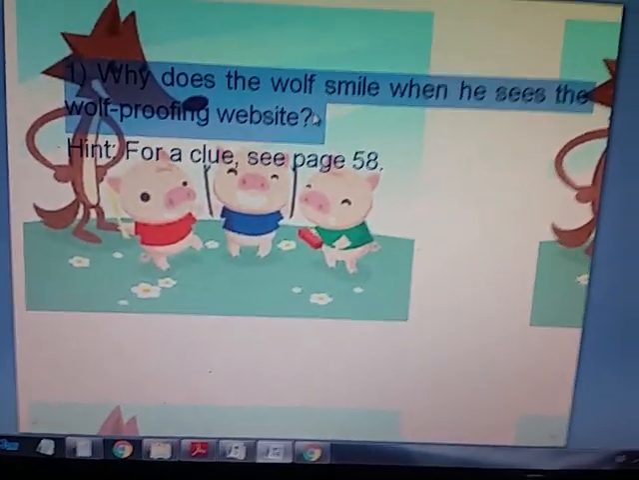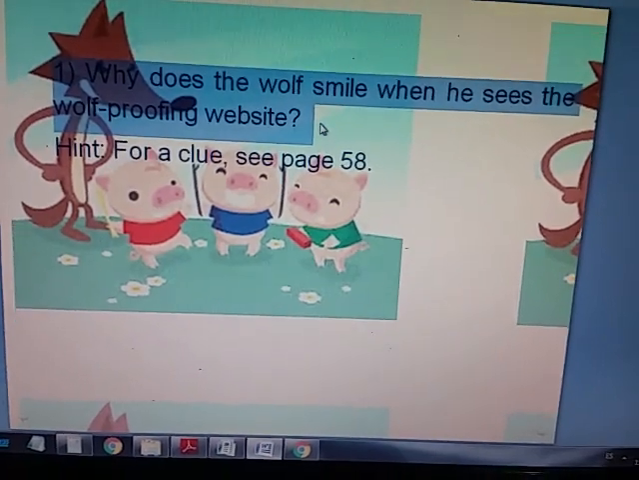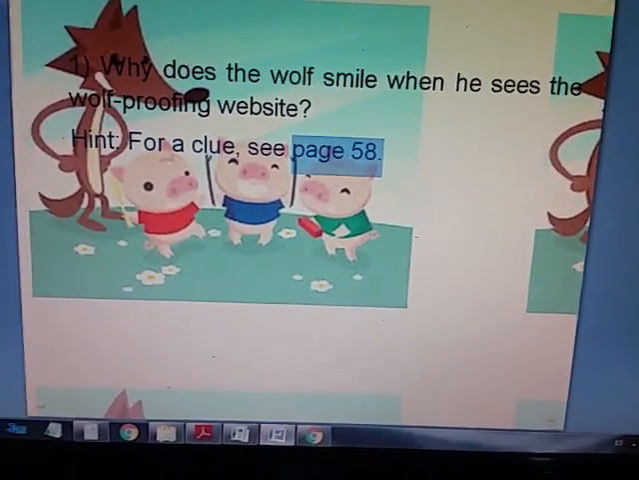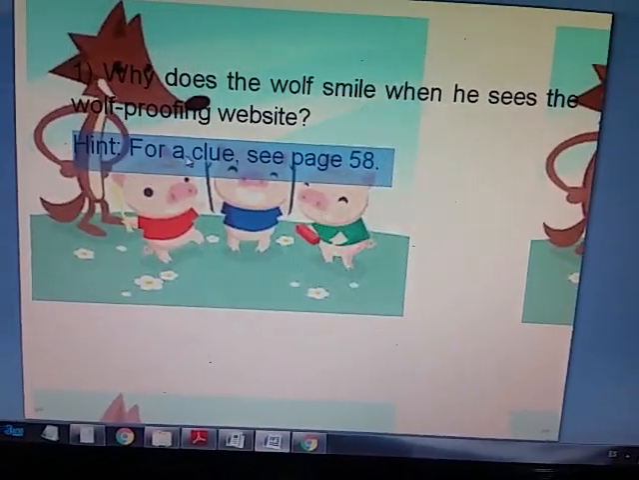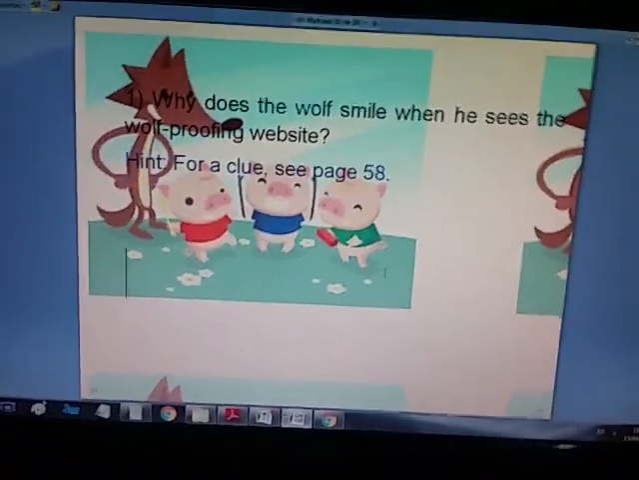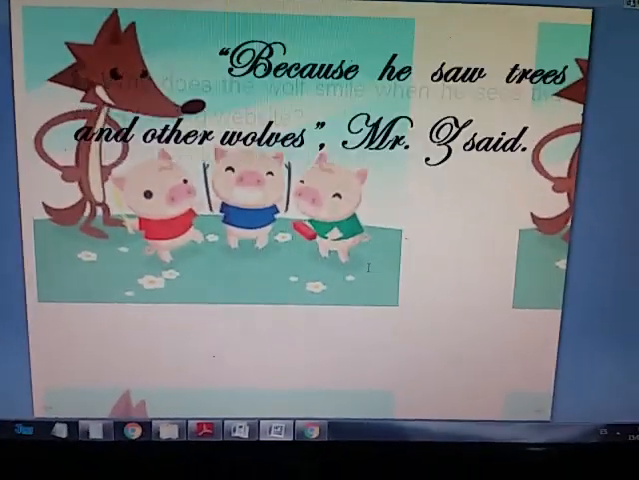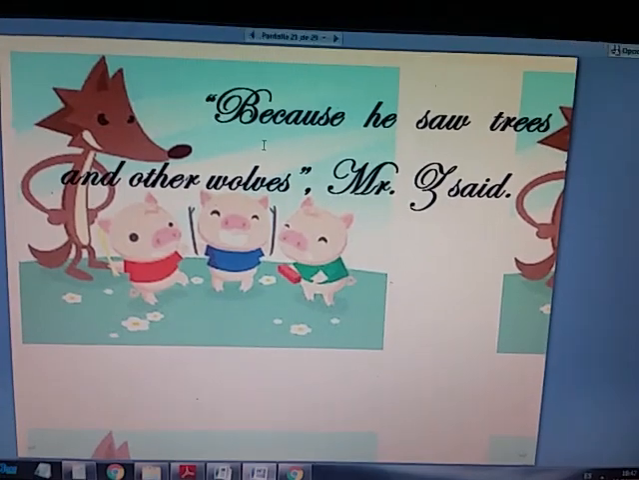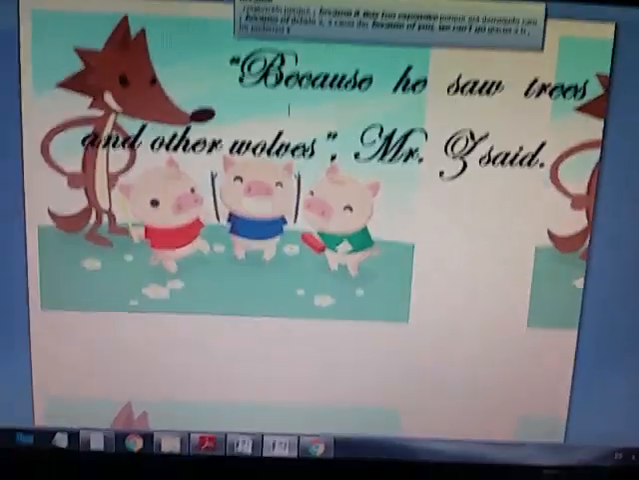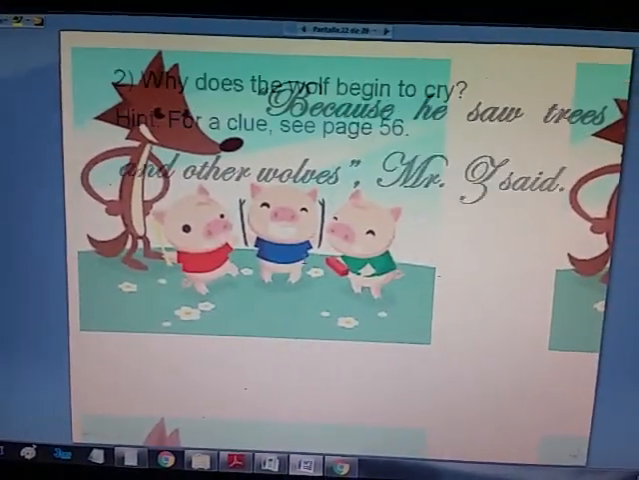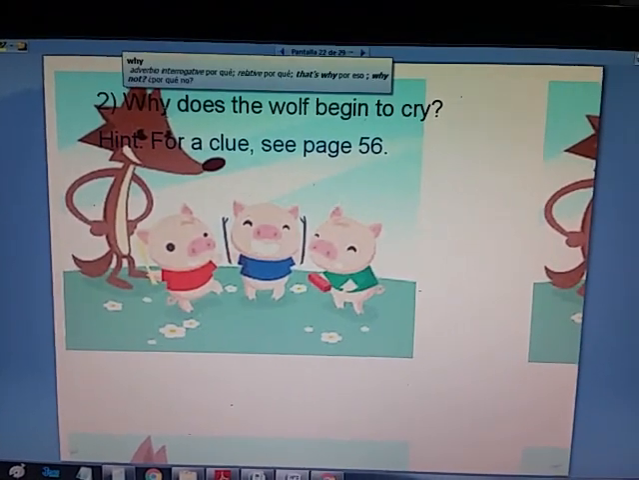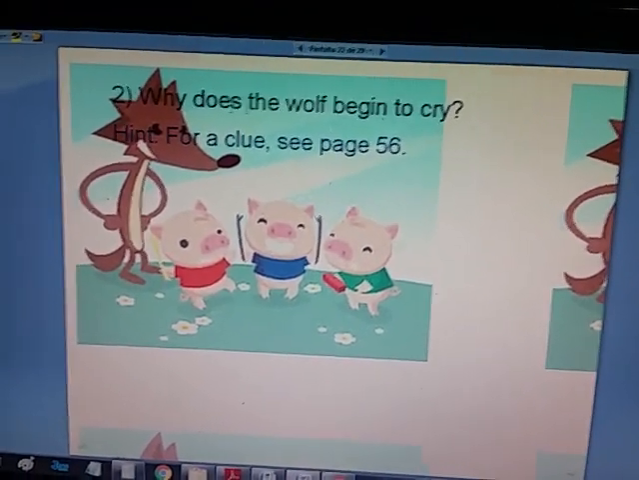Why does the wolf smile when he sees the wolf-proofing website? And we see a hint that says, for a clue, see page 58. I already did it. And I came up with this answer. Because he saw trees and other wolves. So that's my answer.